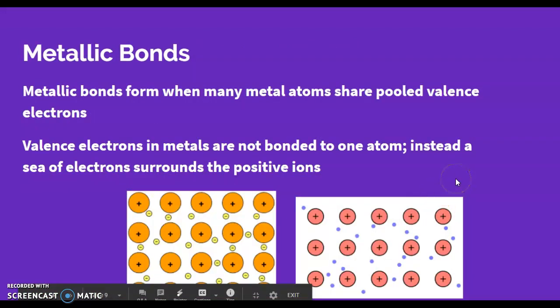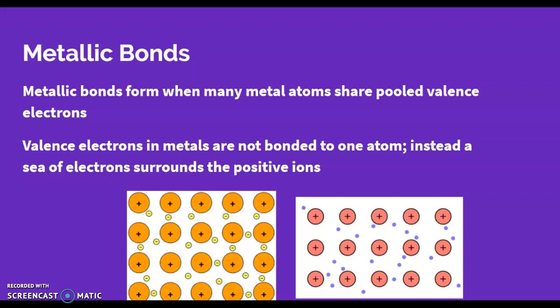Finally, your book talks about metallic bonds. Metallic bonds are when two metal atoms are attracted to each other. So remember, we've done first covalent is two nonmetals. Ionic is a metal and a nonmetal. And the metallic bonds, you guessed it, two metal atoms. And this is where they share pooled valence electrons.